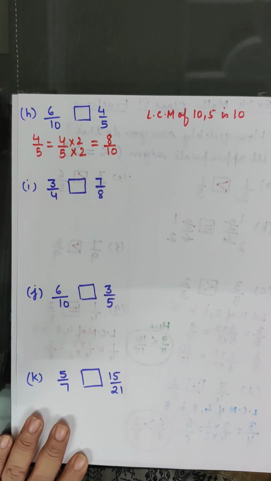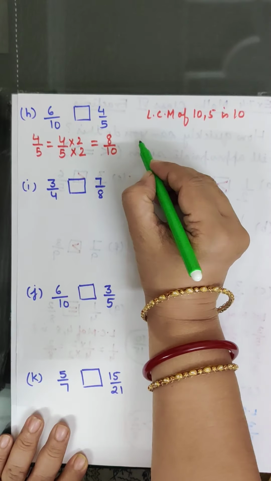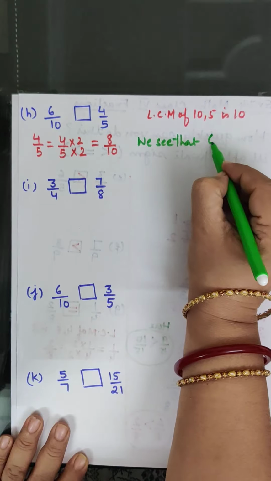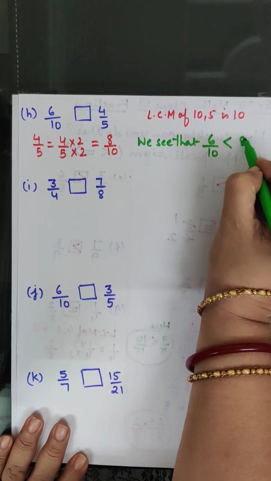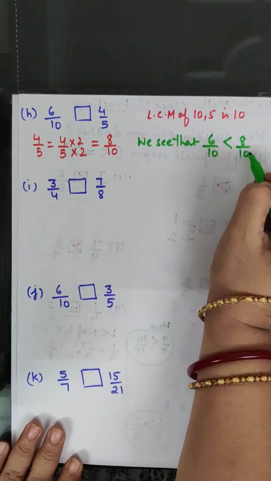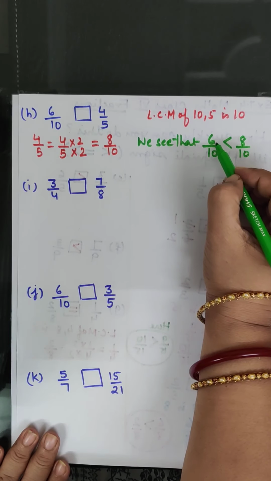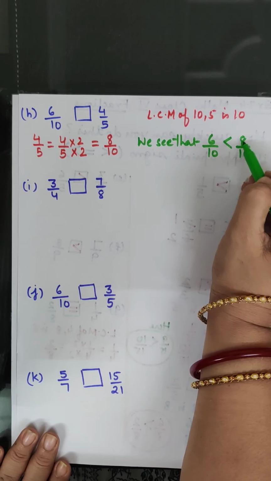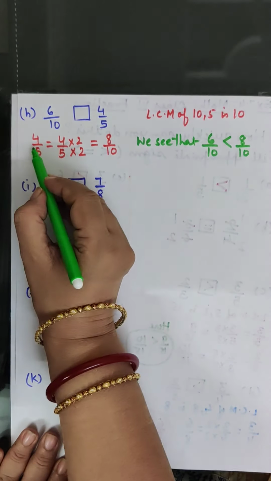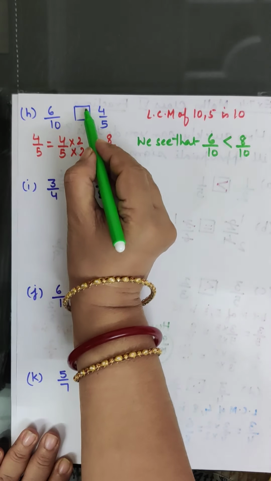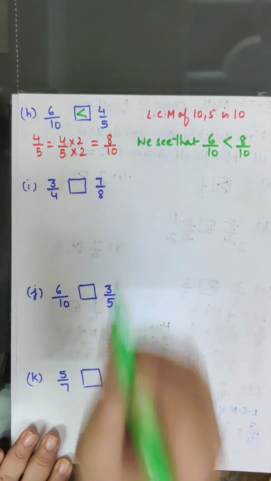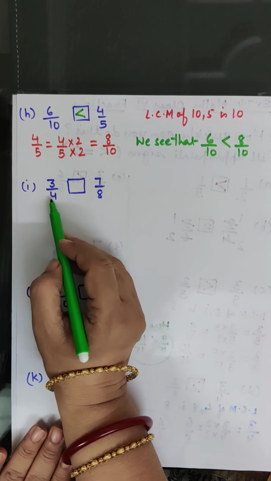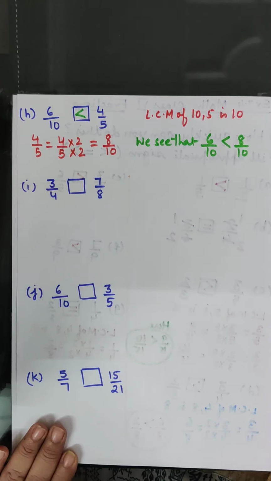So when we compare 6 upon 10 and 8 upon 10, what do we find? We see that 6 upon 10 is smaller than 8 upon 10 because denominators are same. Smaller the numerator, smaller is the fraction. So it means this 8 upon 10 came from where? 4 upon 5. ठीक है ना. तो 6 upon 10 is smaller than 4 upon 5. Right. Now I part. We have to compare 3 upon 4 and 7 upon 8.